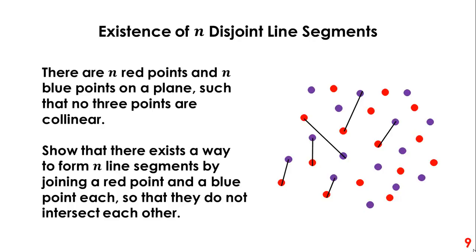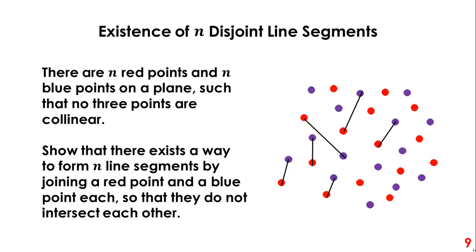Now let's look at this existence problem. Existence of n disjoint line segments. Here, from the figure, you can see we have n red points and n blue points spread pretty much randomly on a plane. The only restriction is no 3 points are collinear. That means we do not allow 3 points on the same line.